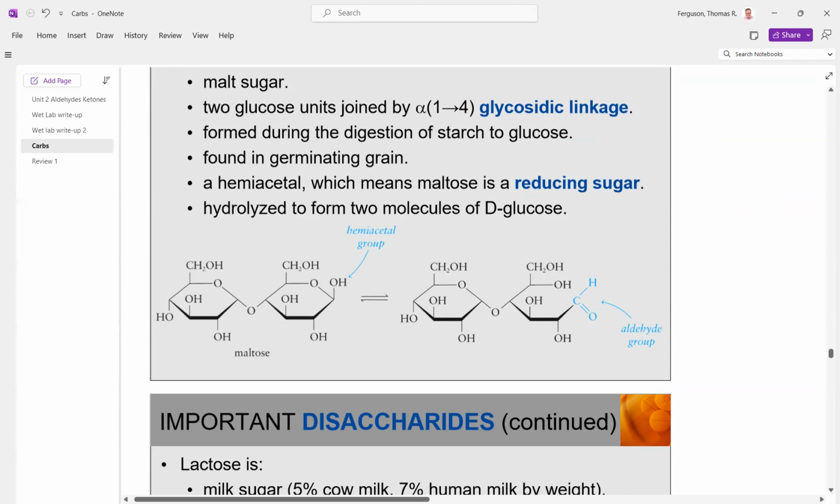So as soon as you see hemiacetal, it opens up to the aldehyde. Aldehyde can be oxidized.